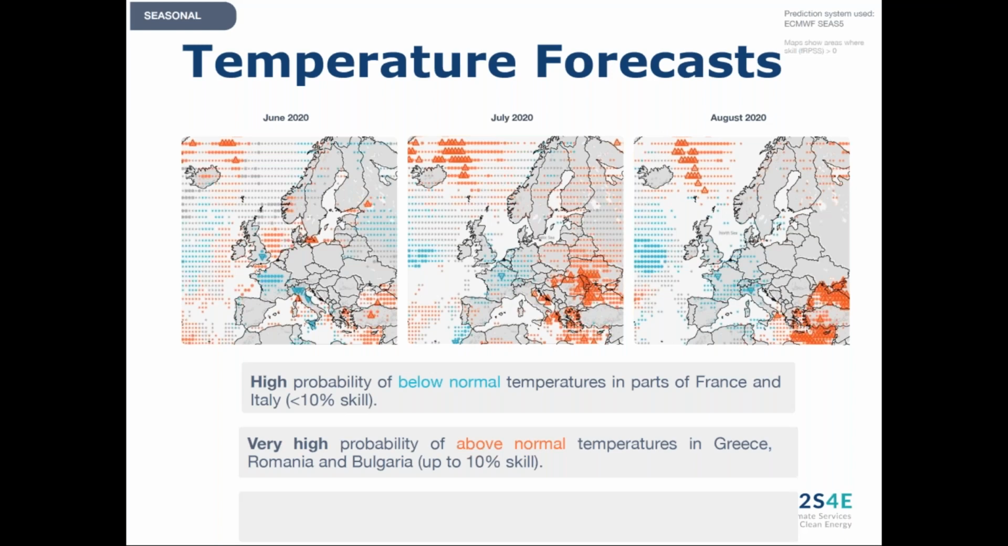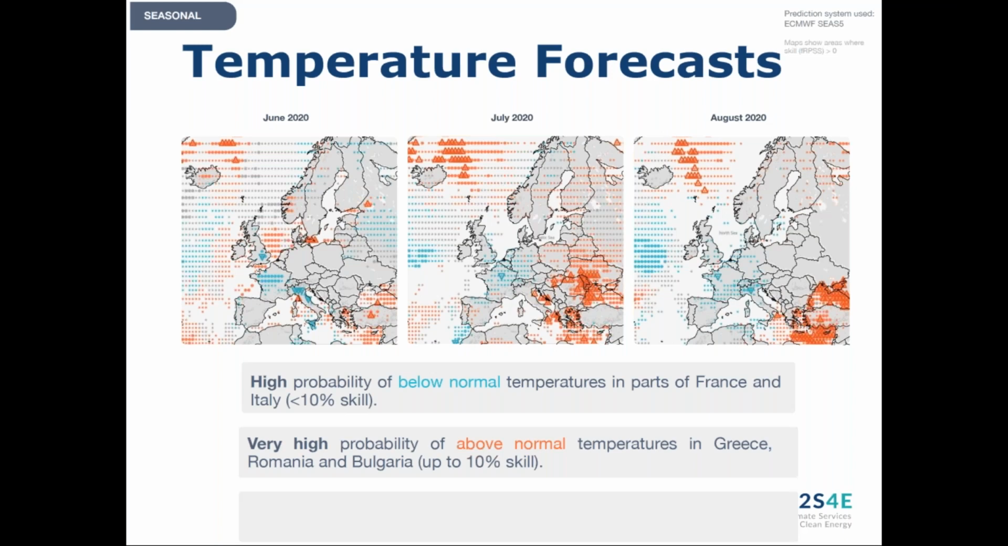So if we first look at June, we see high probabilities of below normal temperatures for parts of France and Italy. So this is very similar to what we were seeing in those sub-seasonal forecasts. But when this is now averaged over the whole month, we lose that signal in Spain and Portugal. So that's one of the few things you can see over the land. We see that over Germany, Poland, Austria, and lots of Eastern European countries, temperatures look very close to climatological average, with nothing to see there.